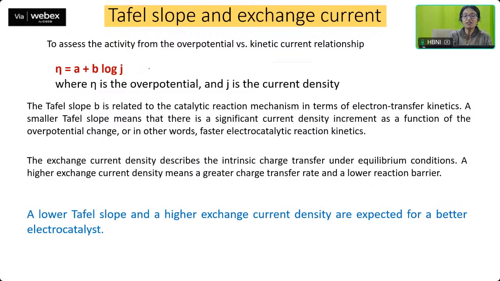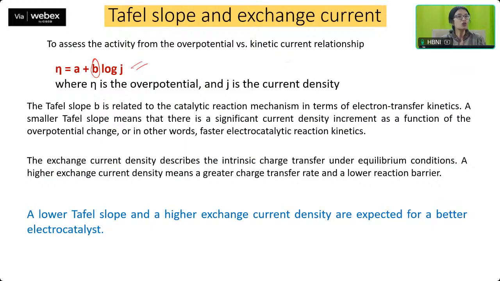To assess the activity from the overpotential versus kinetic current relationship, we use this equation: eta = A + B log J, where eta is the overpotential and J is the current density. Now this B is nothing but the Tafel slope. This is related to the catalytic reaction mechanism in terms of the electron transfer kinetics.